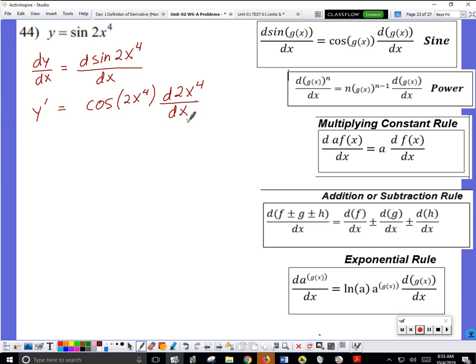Question? Pretty good. Because it's a multiplying constant, I just hold it in reserve for a minute. Or actually, on the next line, I'm going to write y prime equals cosine of 2x to the 4. The 2 comes out. Now I have the derivative of x to the 4, which means I bring down the 4, I have x, the exponent becomes cubed, and then I have dx over dx.